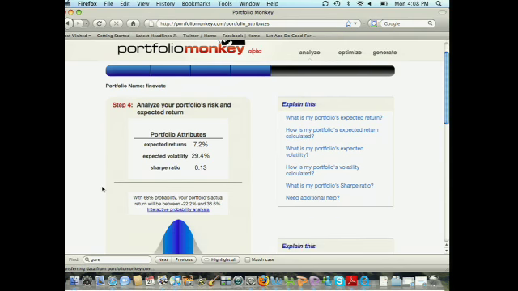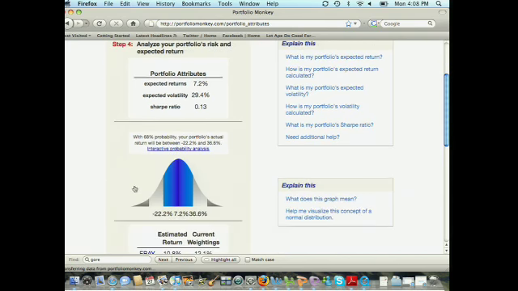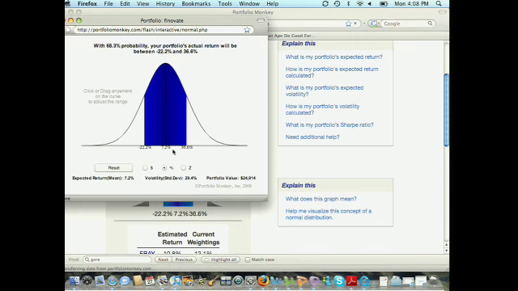What PortfolioMonkey has done here is compute my portfolio's expected return and risk. And this is at a portfolio level, so this takes into consideration all of the interrelationships of different components of your portfolio. Sharpe Ratio is a measure of my portfolio's efficiency, basically how well it generates return per unit of risk. From here, I could launch an interactive probability analysis widget.